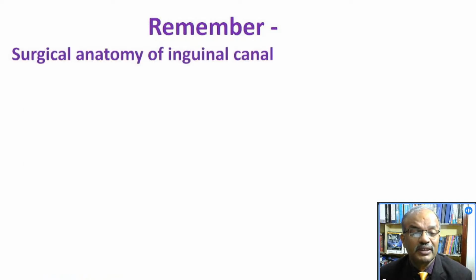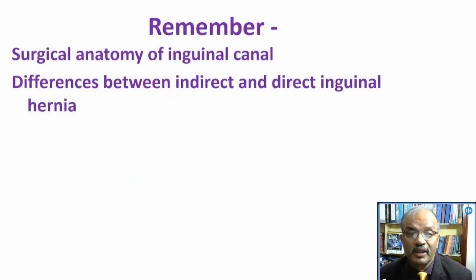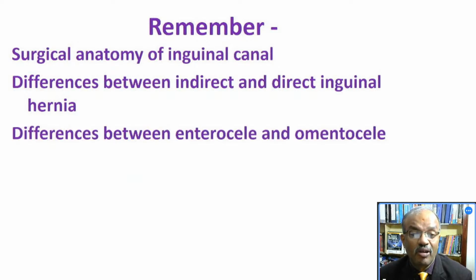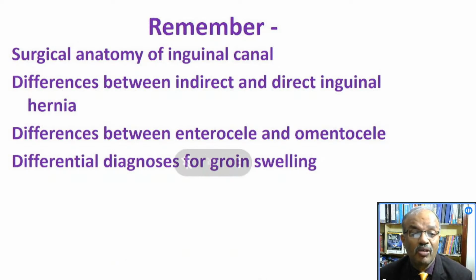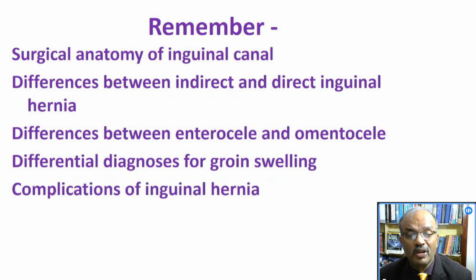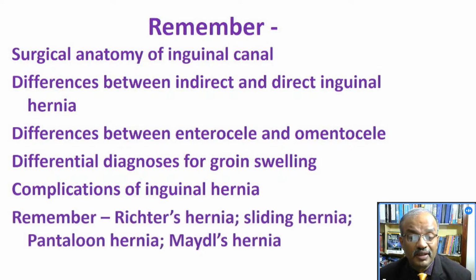So remember, next is surgical anatomy. The difference between direct and indirect sac I have already discussed. Enterocele has a resonant gurgling sound, and omentocele has a dull, granular feel and is dull on percussion. For the differential diagnosis of groin swelling, you can always read my book, clinical and my manual. Complications of inguinal hernia, not surgery: irreducibility, obstruction, strangulation, incarceration. These are the complications.